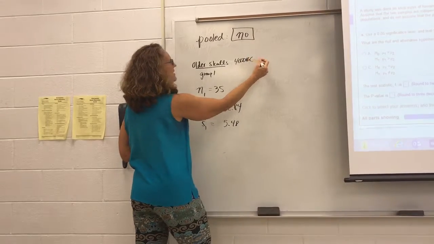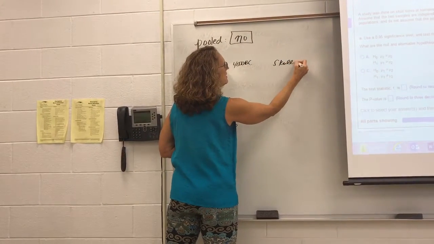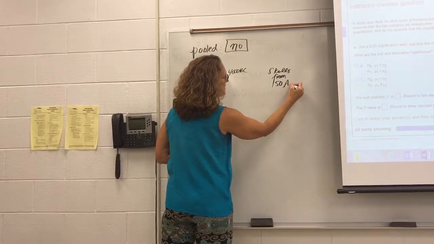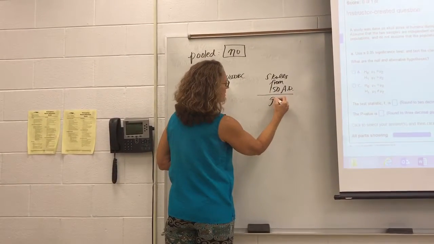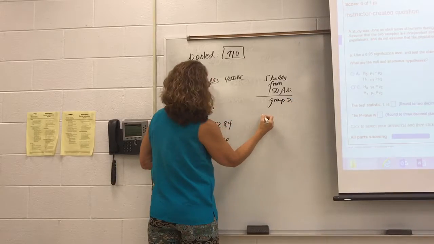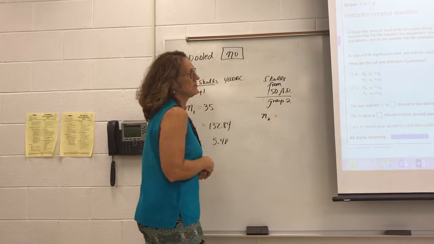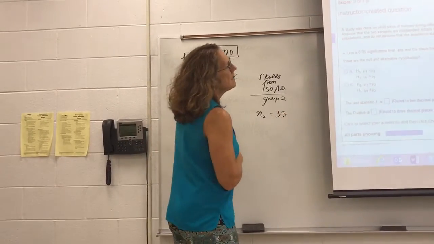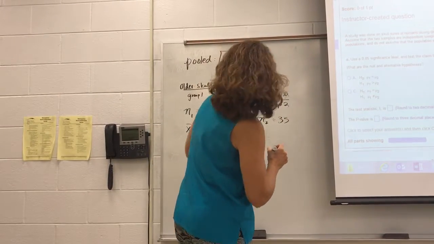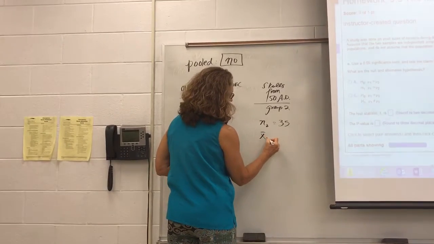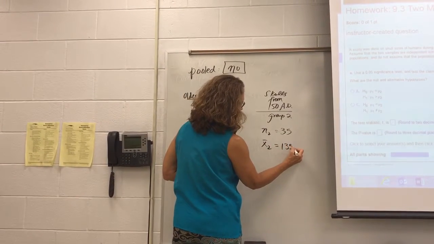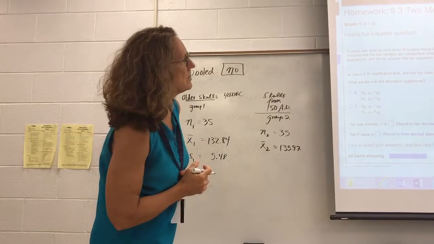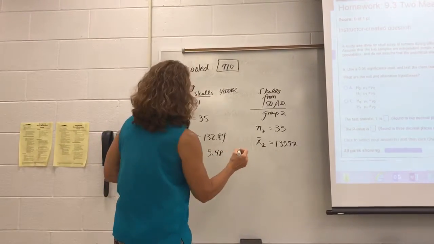And then they've got skulls from still a while ago, but a little bit more recent, 150 AD. That's going to be group 2. Their sample size is also 35. But the mean there is 135.97. So that's x bar sub 2. Looks like they're a little bit bigger on the average, with a standard deviation of 5.45.